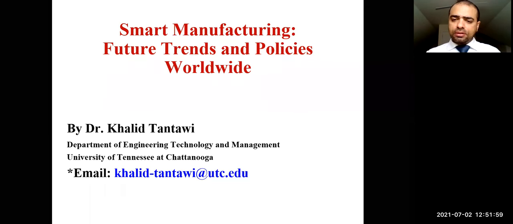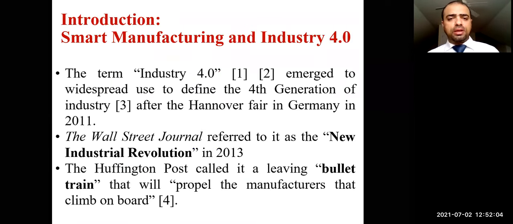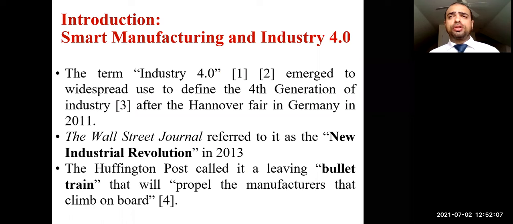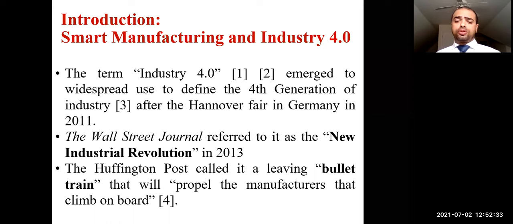Before we start actually defining smart manufacturing, let me introduce it. Smart manufacturing is the US equivalent to the German Industry 4.0. Industry 4.0 emerged to widespread use to define the fourth generation of industry, which means that there were three previous generations. It first came to existence after the Hanover Fair in Germany in 2011. Newspapers refer to it as the new industrial revolution or a bullet train.